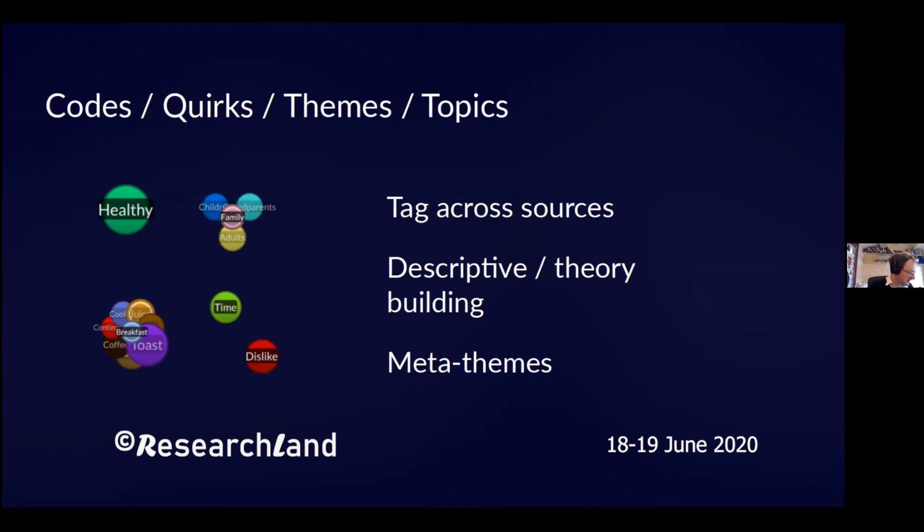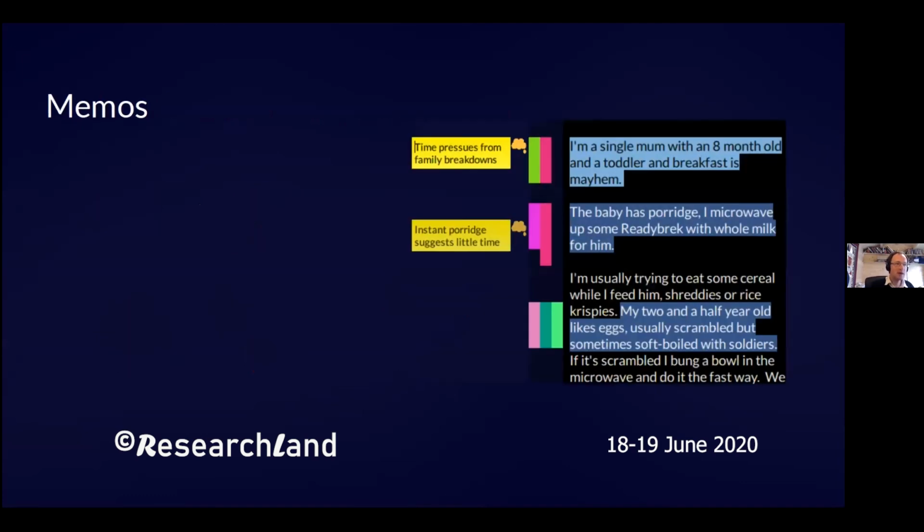So use it to keep track of your best quotes, or things on a particular topic that you know you want to quote. Now, Quirkos also now has a memo feature. This allows you to attach, almost like a little sticky note to the side of your text, to a particular section of text, which you can record either your own thoughts or themes.